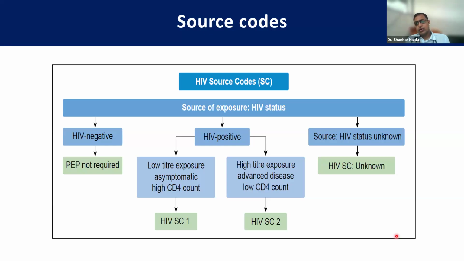And if we are not sure about the HIV status, then we have to label that exposure as source code unknown. Many times we come across this situation where the residents or the nursing staff come to us and they are not aware of the HIV status of the patient, and the patient might have been discharged or might have expired, so they are not able to determine the status of the patient. So we have to label that as HIV status unknown.